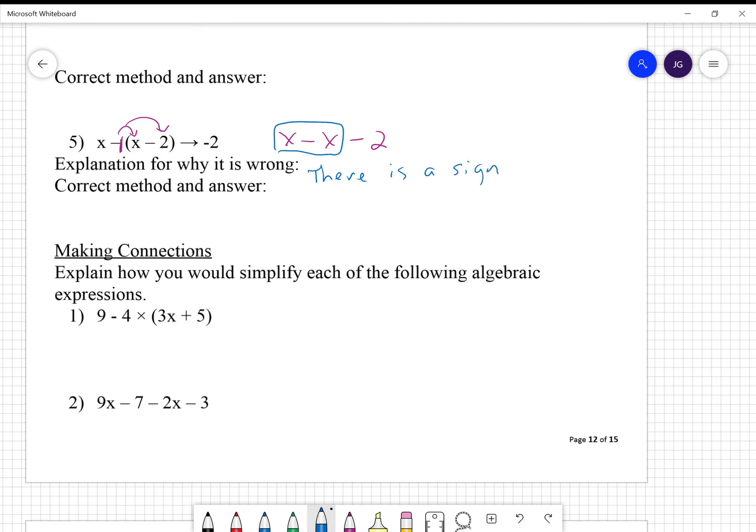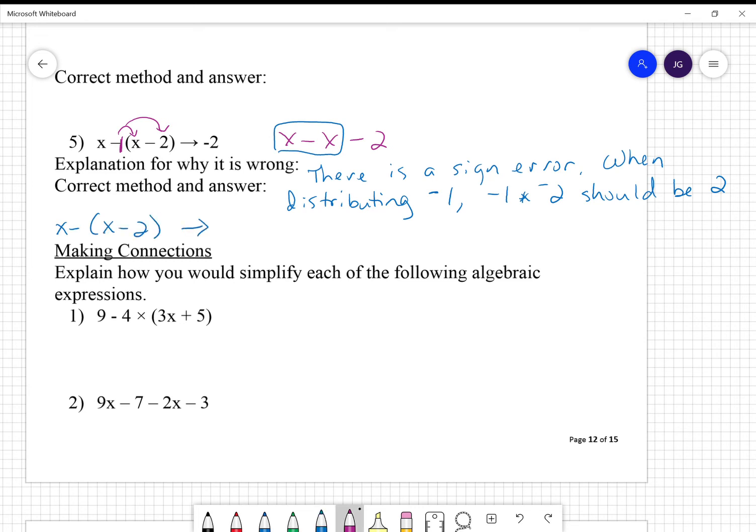There's a sign error. When distributing negative 1 times negative 2, it should be 2, not negative 2. So x minus parentheses x minus 2 should give me x minus x plus 2, which gives me a positive 2.